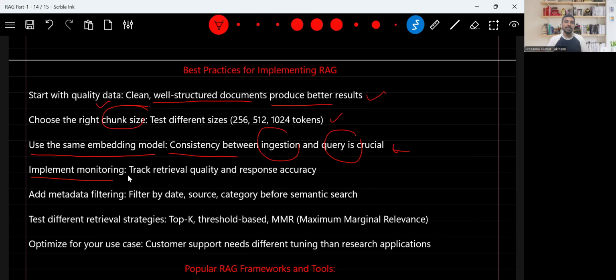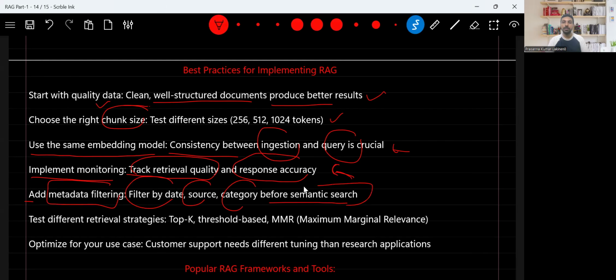Implement monitoring. That means track retrieval quality and response accuracy. This we have to measure, and I will tell you how to measure the retrieval quality. Add metadata filtering: filter by date, source, and category before semantic search. Before semantic search. Test different retrieval strategies.